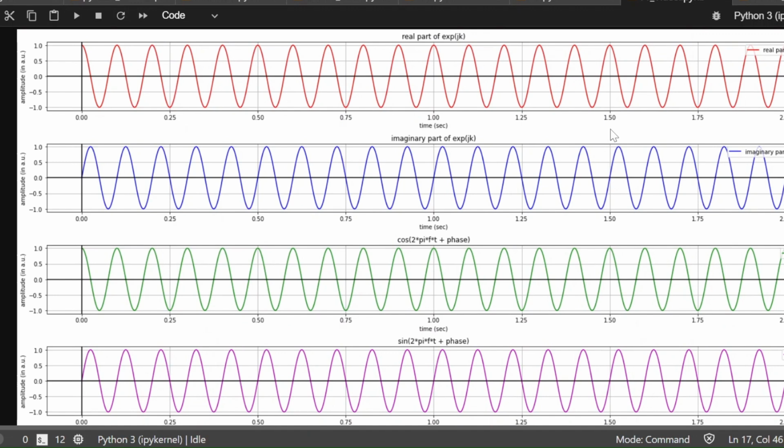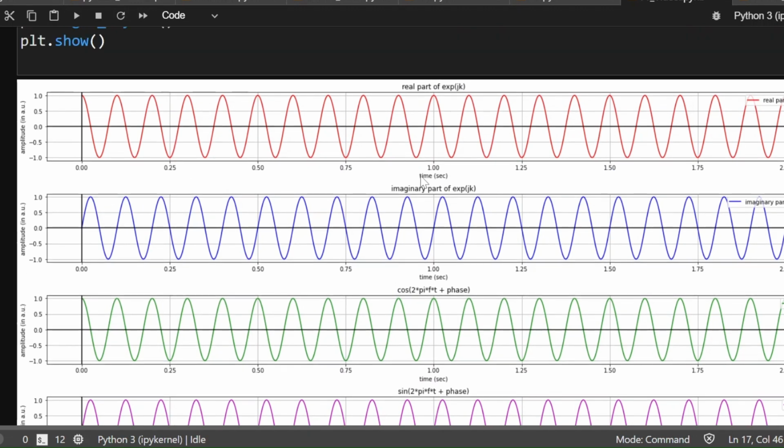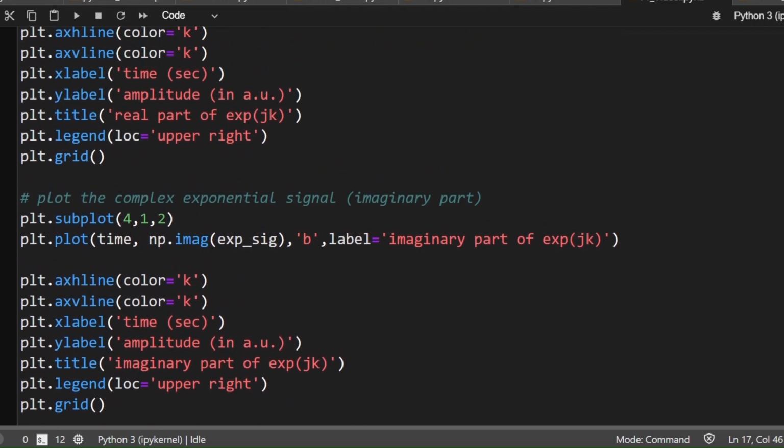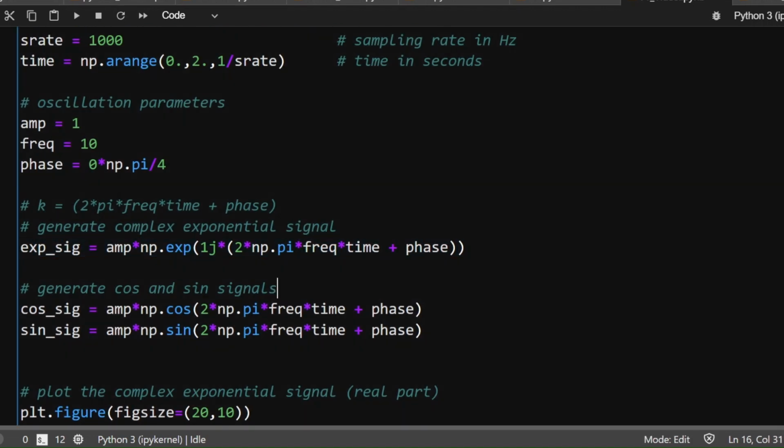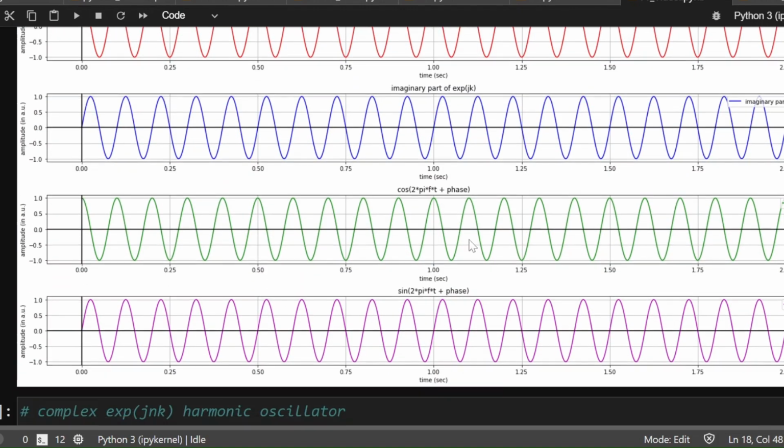So here are the plots. Let's try to understand. Firstly, we have to appreciate the fact that the x-axis here is time, and we have simulated the signal from 0 to 2 seconds, so it is correctly simulated here. The first two subplots are pertaining to the complex exponential, and this complex exponential has two parts. One is the real part and the other is the imaginary part, as you can see from here. This is what we tried to simulate. And the second two subplots are related to cos and sine. So the third plot is related to cos, and the fourth plot is related to the sine function.